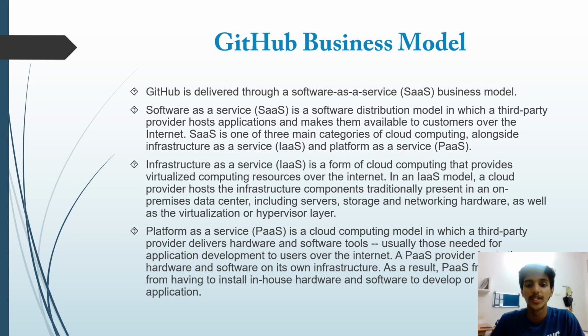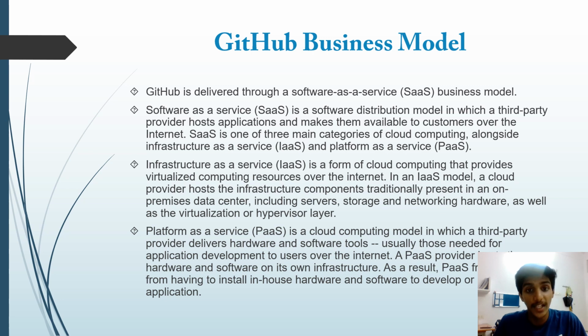Let's take a look at the business model of GitHub. GitHub is delivered through the software as a service, or SaaS, business model. SaaS is part of the three types of services, which are software as a service or SaaS, infrastructure as a service or IaaS, and platform as a service or PaaS. At the base level is IaaS, which hosts the infrastructure components traditionally present in a data center, including servers, storage, and networking hardware, as well as the virtualization layer. After IaaS comes PaaS.